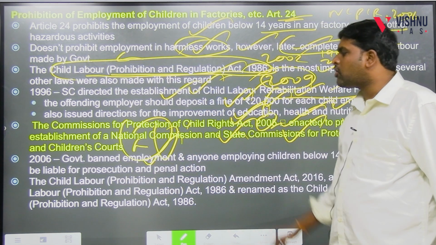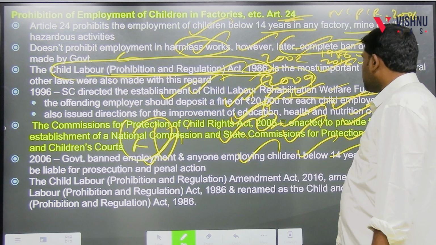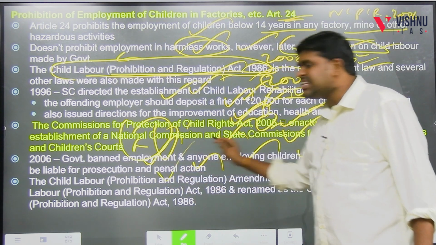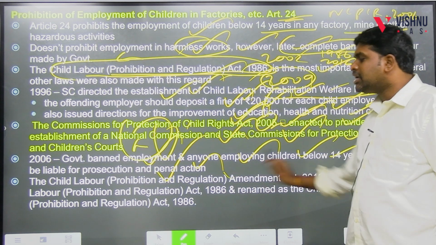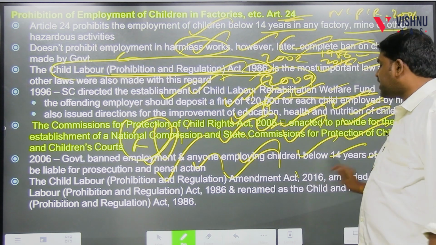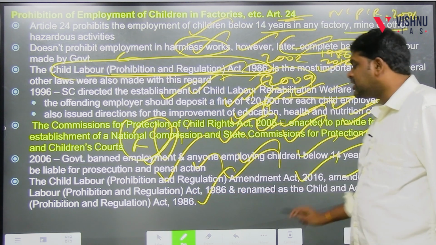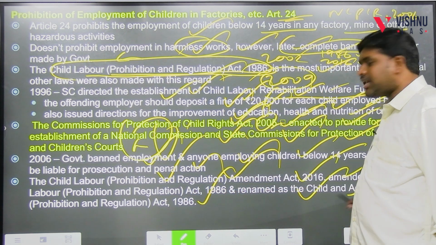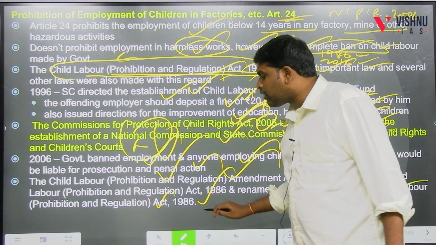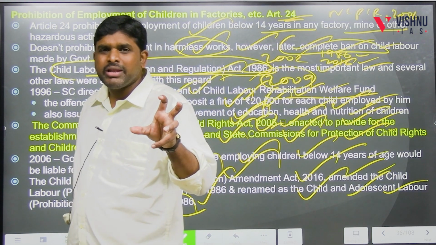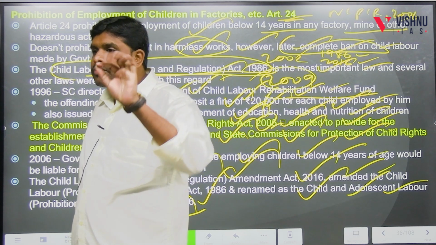Then in 2006, the government banned employment, and anyone employing children below 14 years of age would be liable for prosecution and penal action. But the proper legislation is the Child Labour Prohibition and Regulation Amendment Act 2016, which amended the Child Labour Prohibition and Regulation Act of 1986 and renamed it the Child and Adolescent Labour Prohibition and Regulation Act. Means strict regulations were being applied from which year?